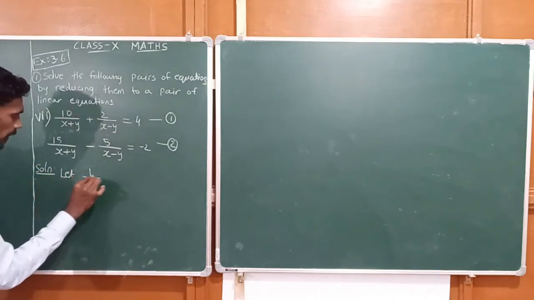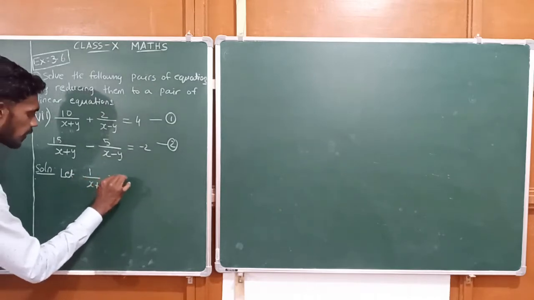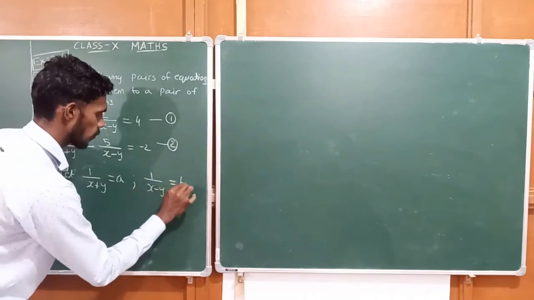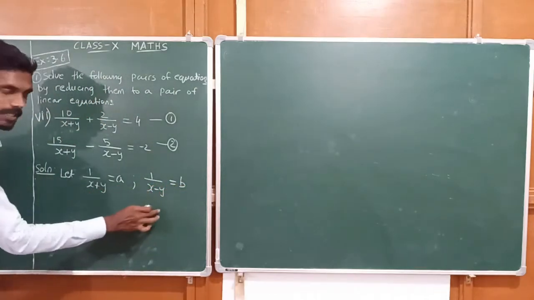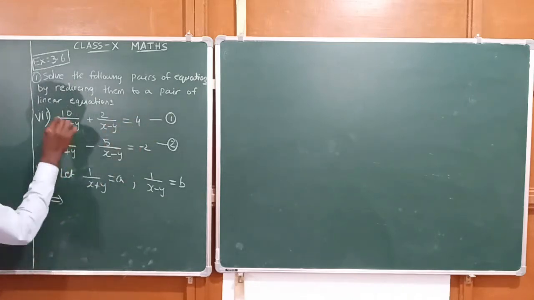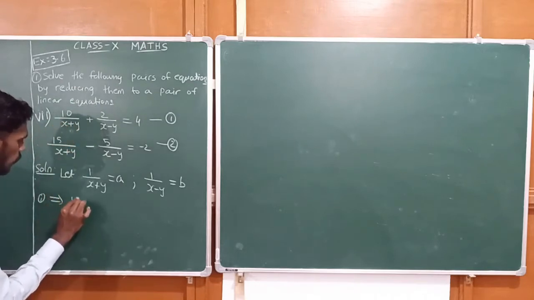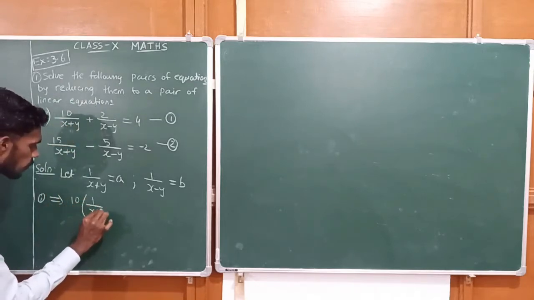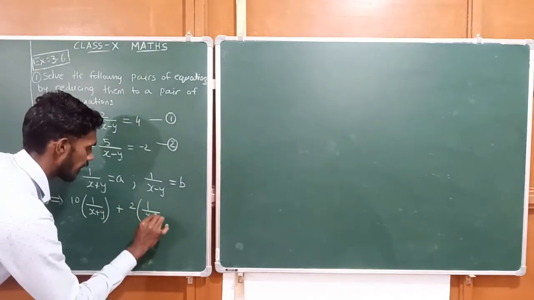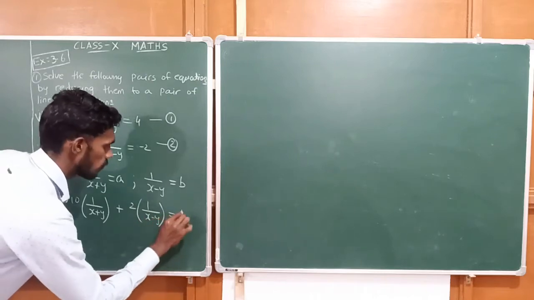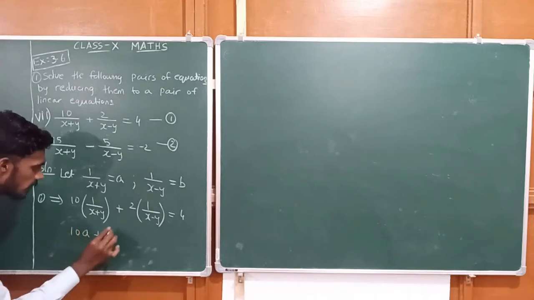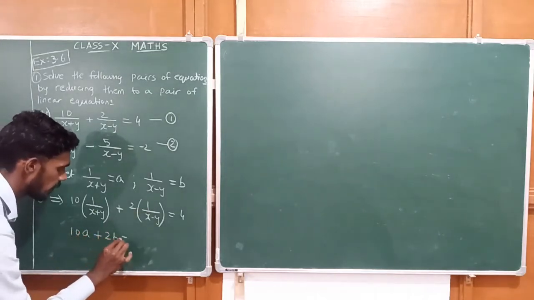let 1 by x plus y is equal to a and 1 by x minus y is equal to b. Substituting these assumptions in both the equations, we will be getting the equation 1 to be, first write the equation 1 like 10 into 1 by x plus y plus 2 into 1 by x minus y is equal to 4. Now substitute, it is 10a plus 2b is equal to 4.